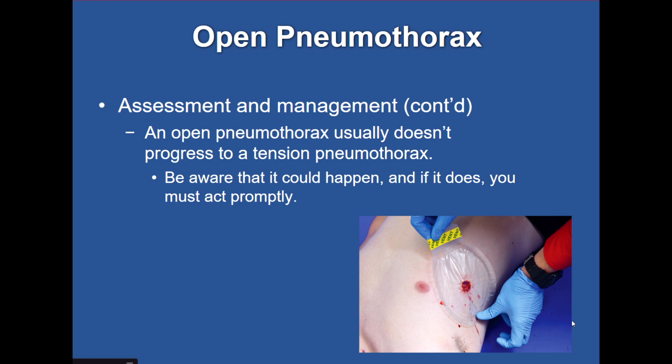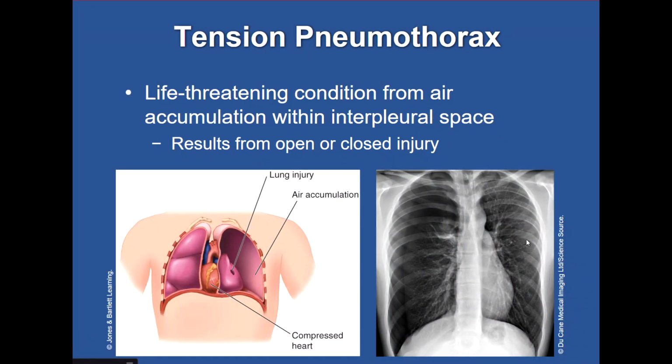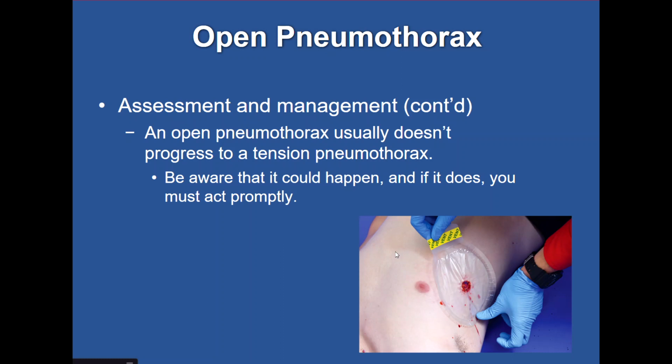All right, so this just shows a commercial chest seal, and you see that it has this tab here so that you can pull it up and burp it when needed. But just because it's rare for it to go into a tension, that doesn't mean that it doesn't happen. So just like with our simple pneumos, we're going to be constantly reassessing these patients and ensuring that they haven't gone down the route of tension pneumo, because tension pneumo is a life threat that we need to address, and they can die very quickly from that.